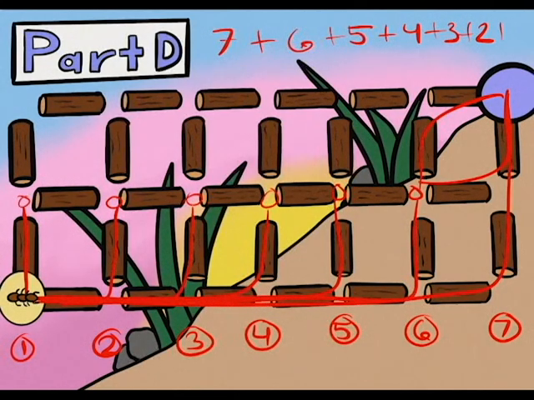So our total number of paths is just the sum of 7, 6, 5, 4, 3, 2, and 1, which is 28. So that's the end of the video.